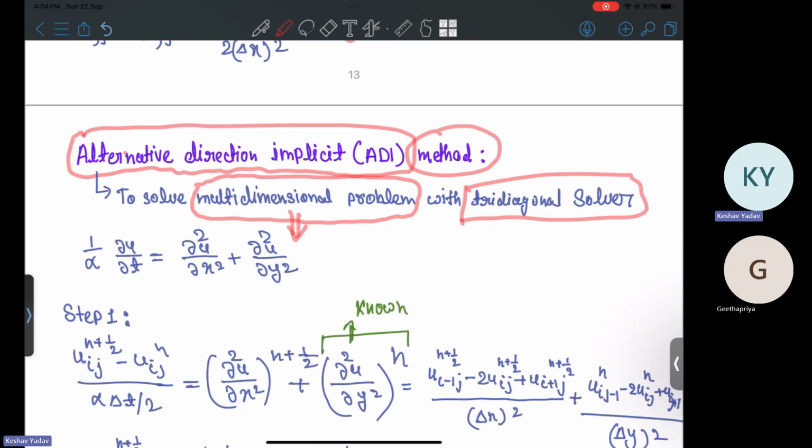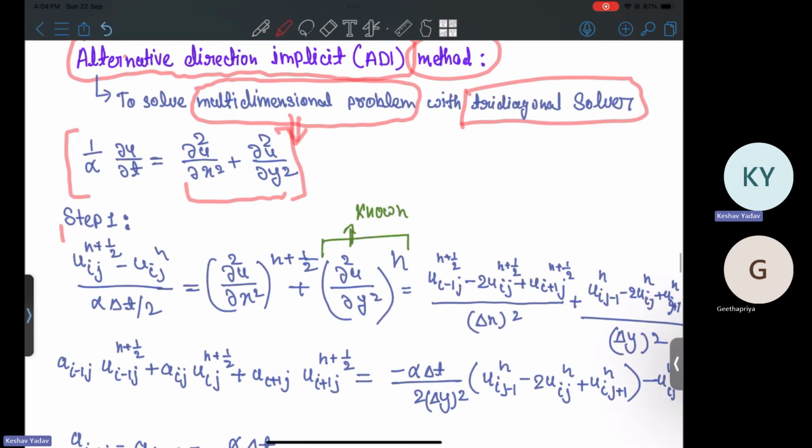Suppose we have this governing equation: 1 upon alpha del u upon del t equals del 2 u upon del x square plus del 2 u upon del y square. What will we do in the first step? We will write 1 upon alpha del u upon del t and go from n to n plus half. Then we will go from n plus half to n plus 1.